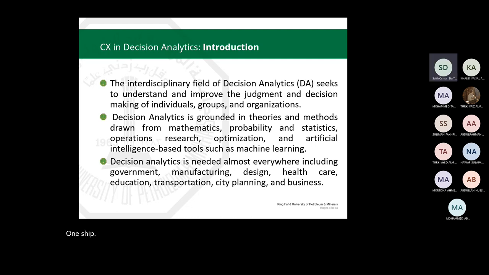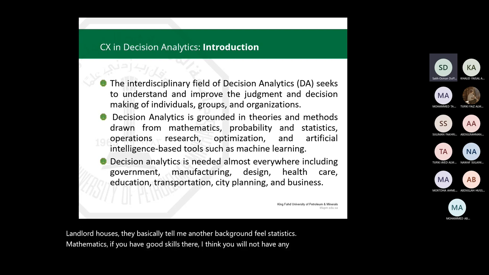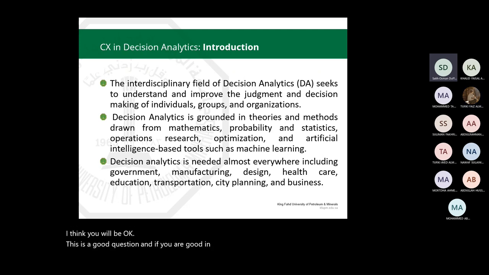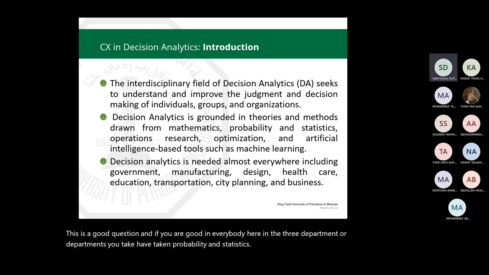First, look at your abilities, because this concentration depends on a background in statistics, probability and mathematics. If you have good skills there, I think you will not have any problem. If you are a good computer scientist also, because computer science also has some dose of mathematics. So if you are good in mathematics and probability, and you enjoy working with them, I think you will be okay. This is a good question. Everybody here in the three departments has taken probability and statistics. If he enjoys that course, I'm not saying he gets a high grade, but if he enjoys it and does very well, I think he will not have a problem.